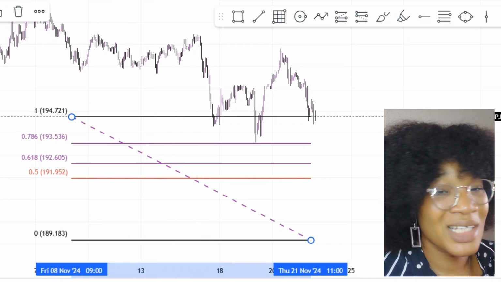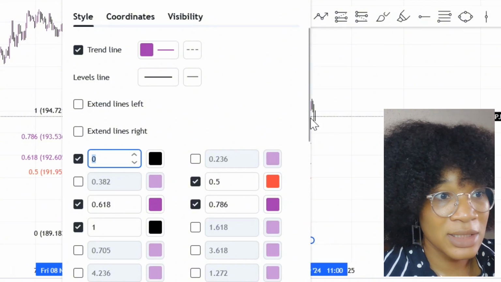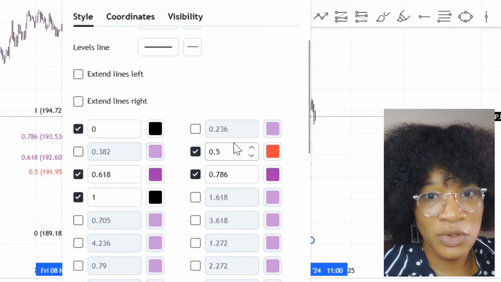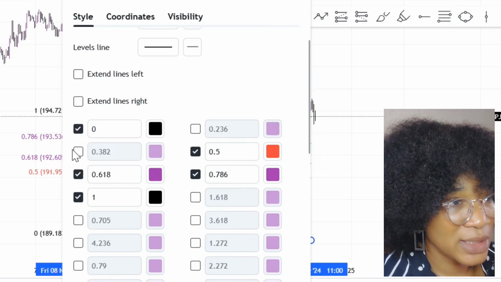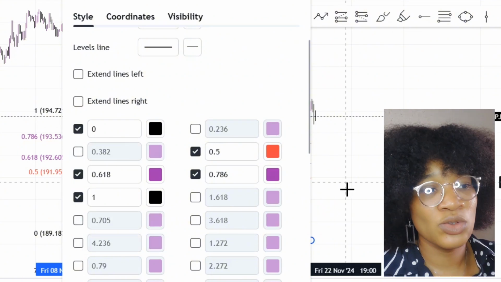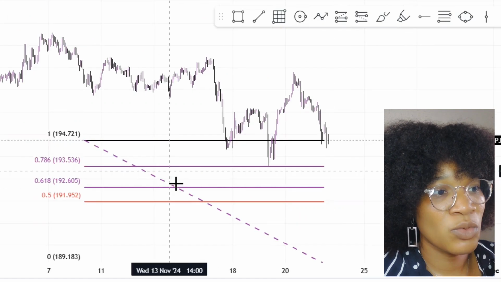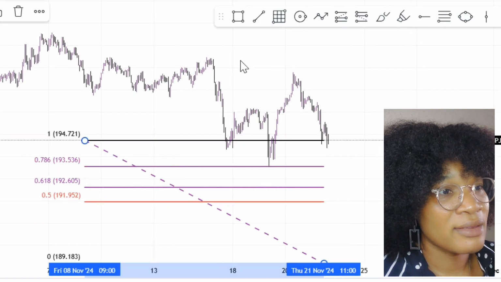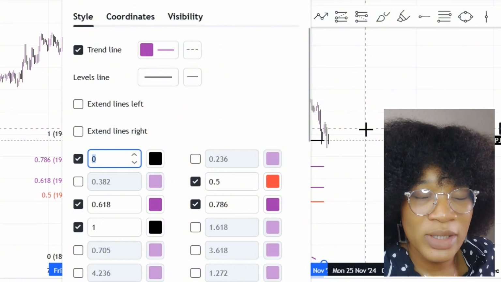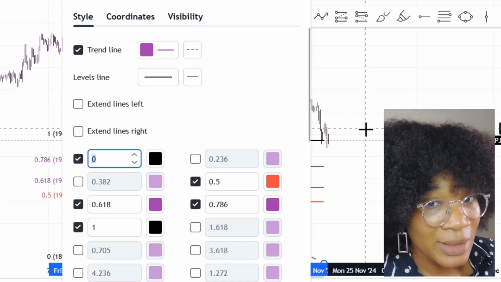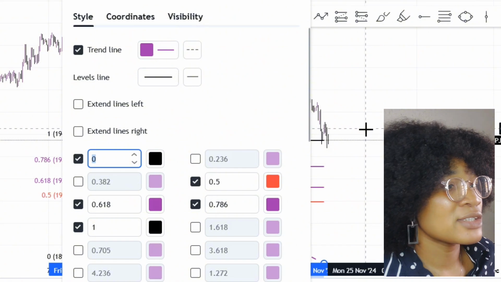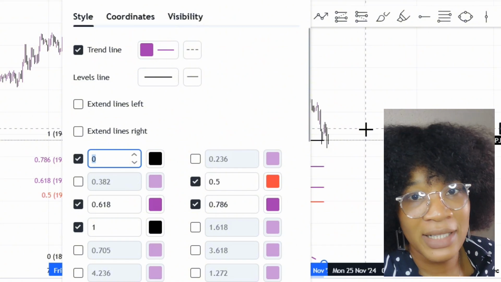So in case you're still finding it difficult, what you basically need, you don't need all of these boxes ticked in yours. Okay, I personally took out all the unnecessary ones and I'm just going to be using what I want. So the numbers or the parameters I always use are 0, 0.7, 0.786, 0.618, 0.5, and then 1.